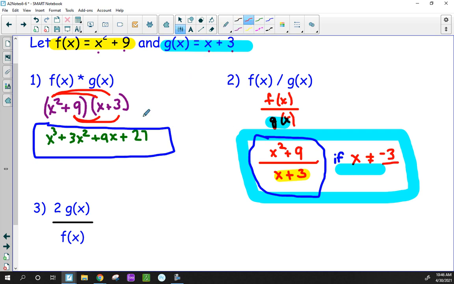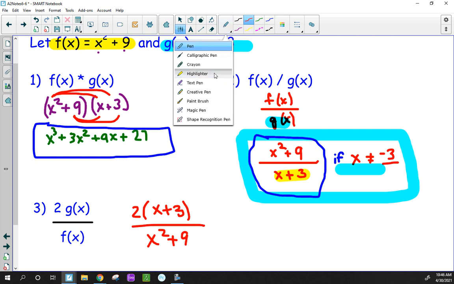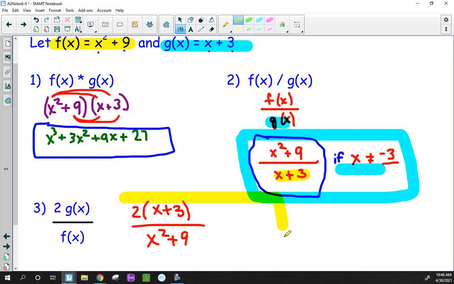Okay, question 3. We've got 2 being multiplied by g of x divided by f of x. So this time we're going to put the 2, and we're going to use parentheses for times. The g rule is x plus 3, and then divided by the f function now goes to the bottom, and it looks like this. Okay, so that would be the answer, as long as the denominator is not 0.